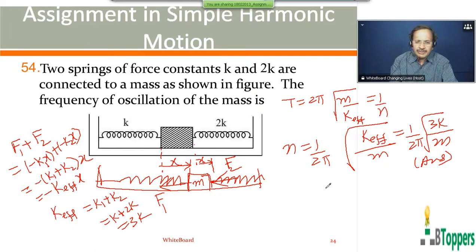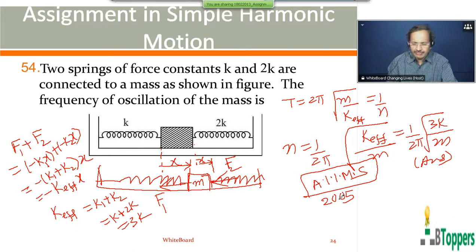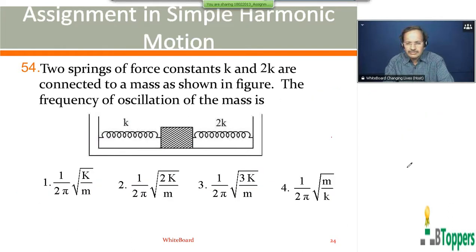So if you want to copy the solution, you can take a pause and copy the solution. This question was originally given in one of the previous entrance exams, the All India Institute of Medical Sciences. So for question number 54, the third option is the answer.